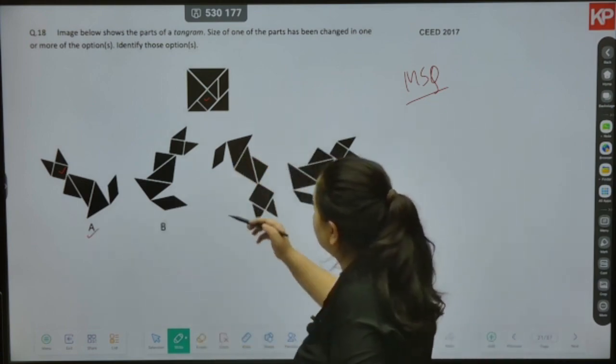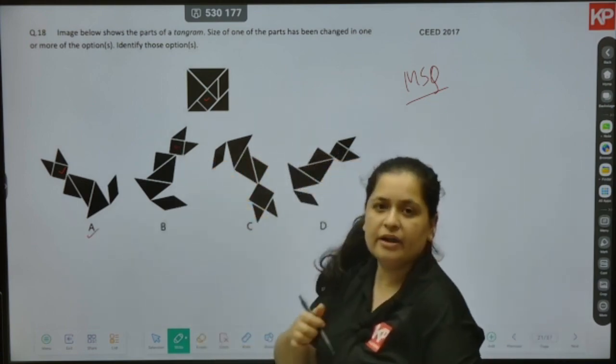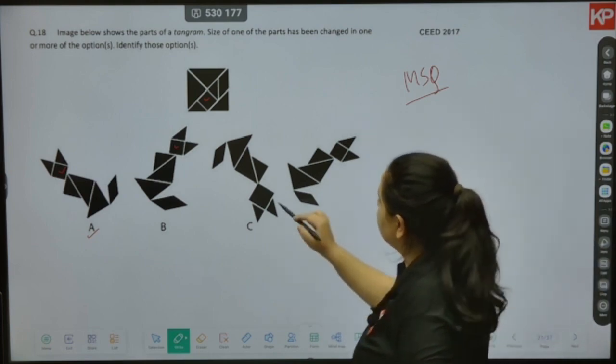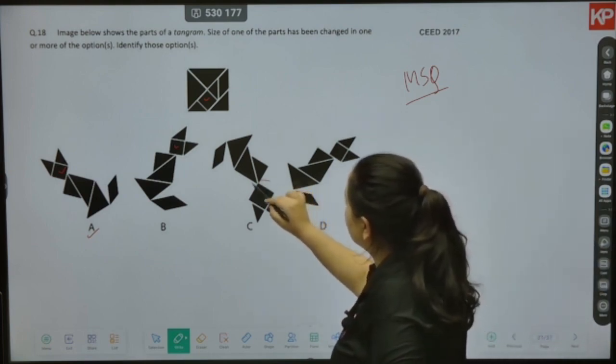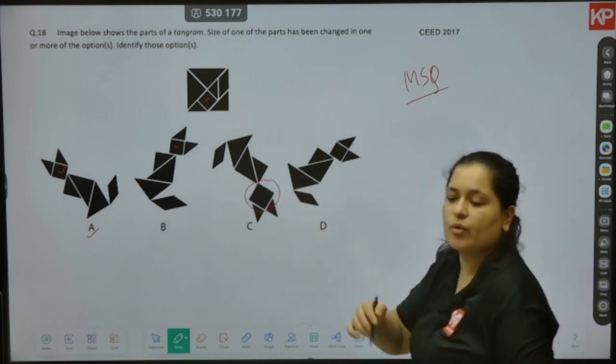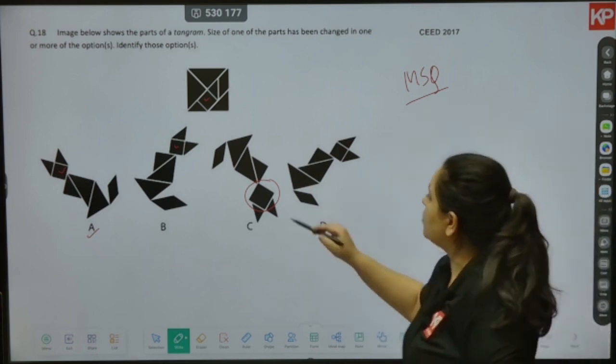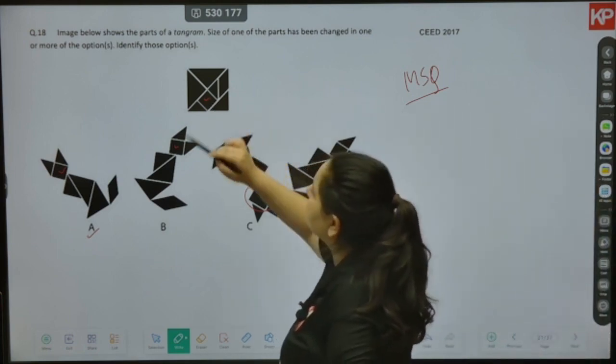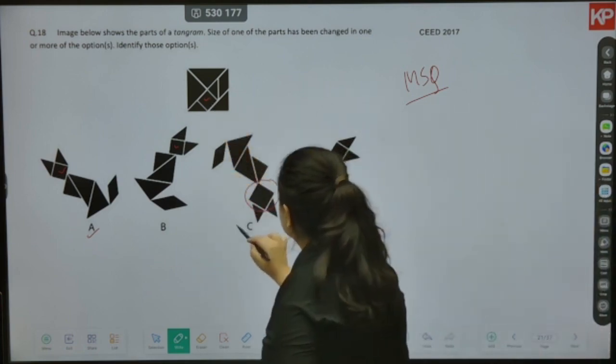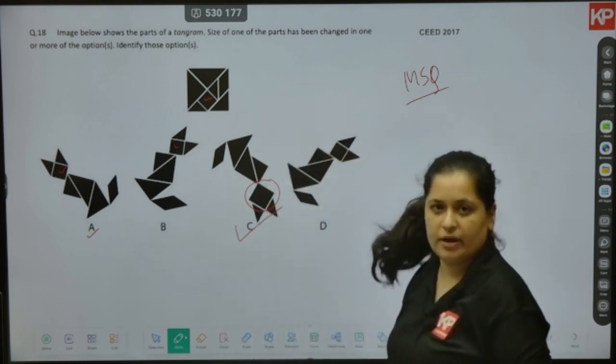Let's check for option number B. Again, a go ahead from the square point of view. Let's check option C. Now in this you will notice that the size of the square has increased. It is not equal to the size of the square that we have in the sample. So this definitely is the odd one out.